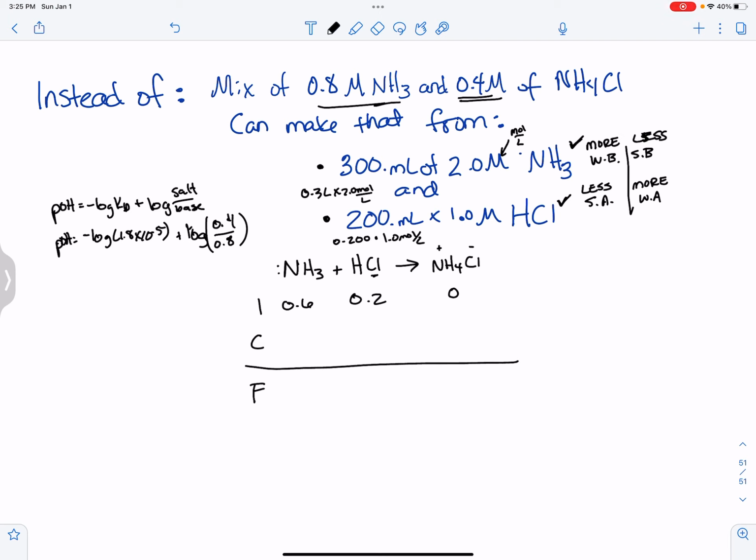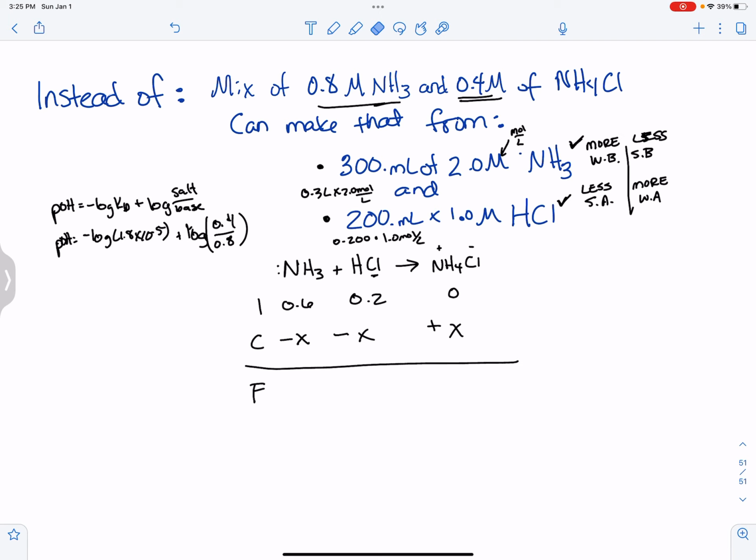Notice it's all 1-to-1. So I'm going to be subtracting x and adding x, but I look to the top to figure out what is x in this case. And so in this case, between the 0.2 and the 0.6, 0.2 is my smaller one. In a sense, we can just look at that and tell that that's the limiting one because everything is a 1-to-1 reaction.